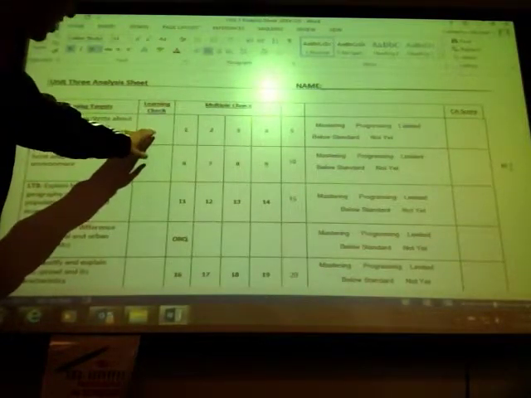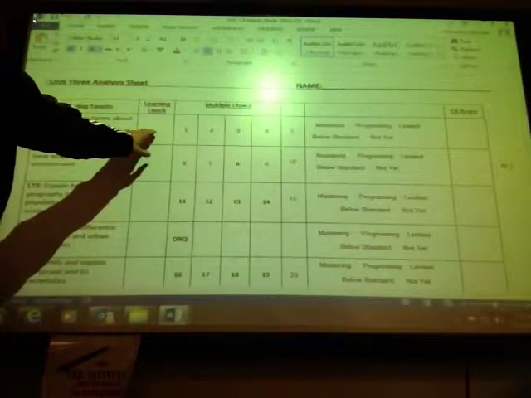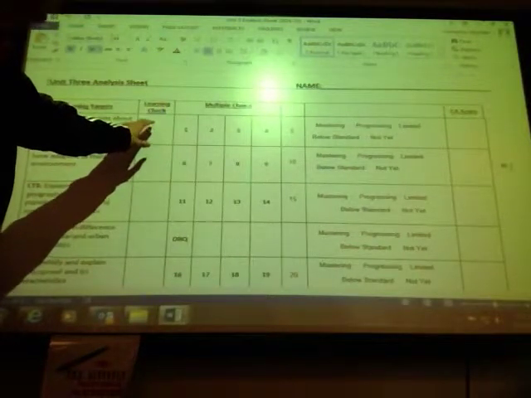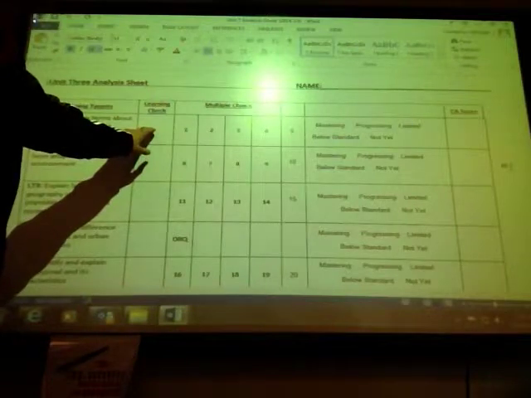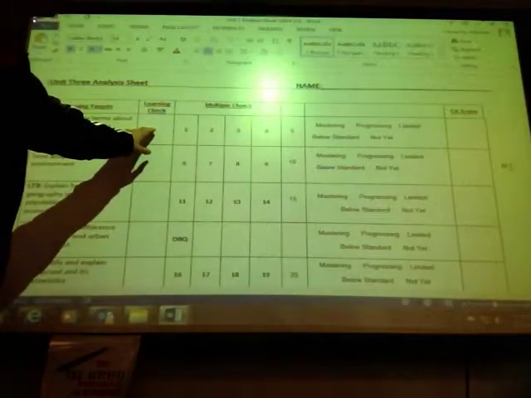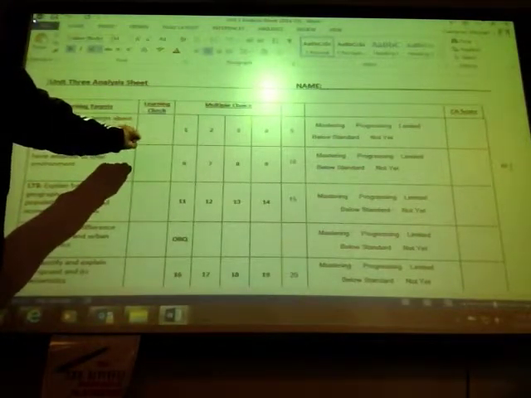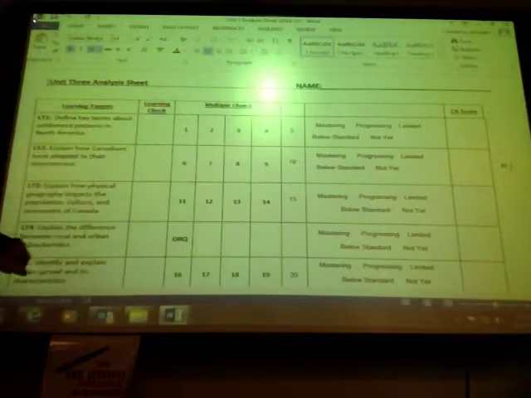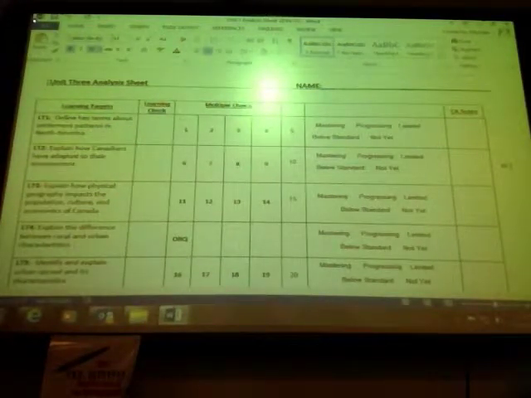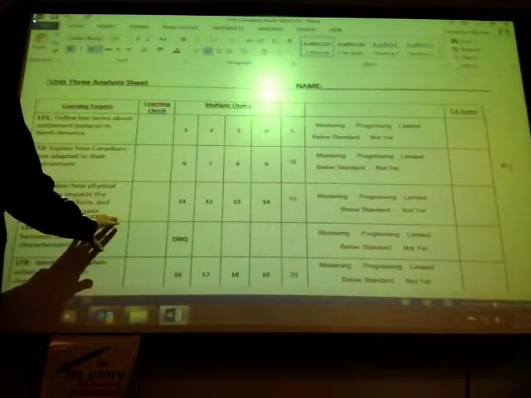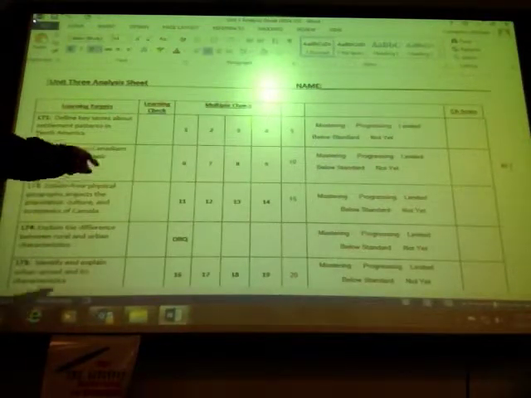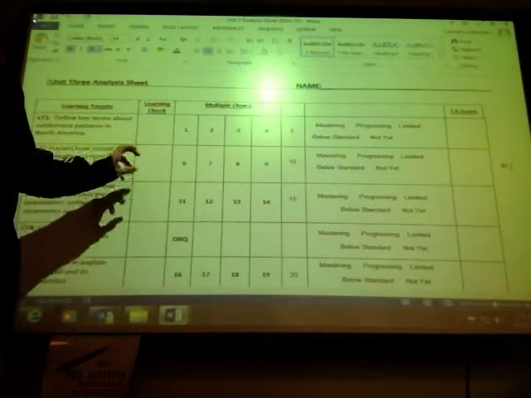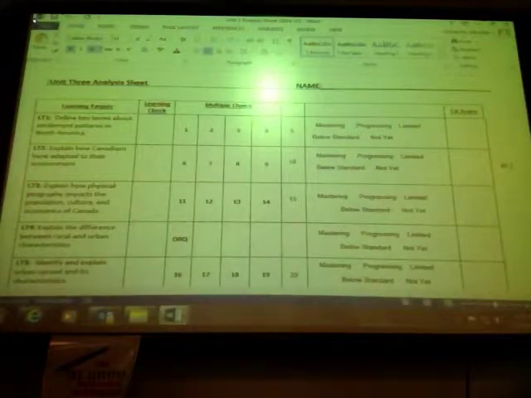If they make 100 right here, then they know that learning target. I'm in good shape. If they make a 90 on it, then they're progressing. Do they know the target? Kinda, but not quite. They haven't mastered it yet. And 80 would demonstrate limited knowledge as far as mastering the standard. 70 would be performing below standard, and 60 would be not yet. And obviously, generally this translates 100 equals A, 90 equals B, 80 equals C, 70 equals D, and 60 equals an F. That's what we're used to seeing.